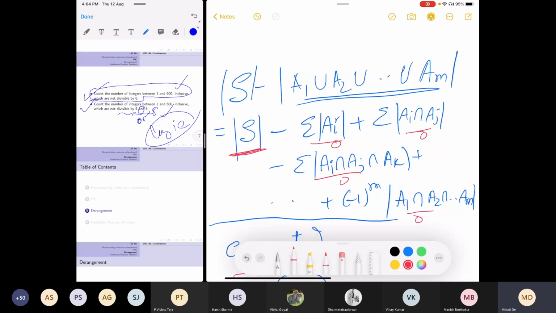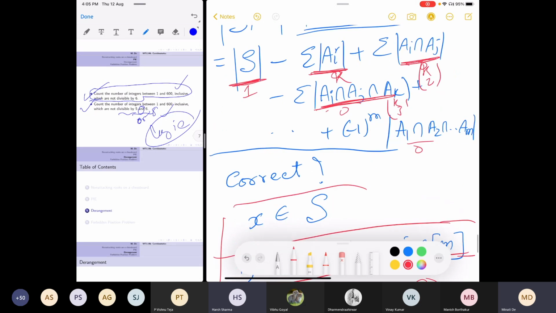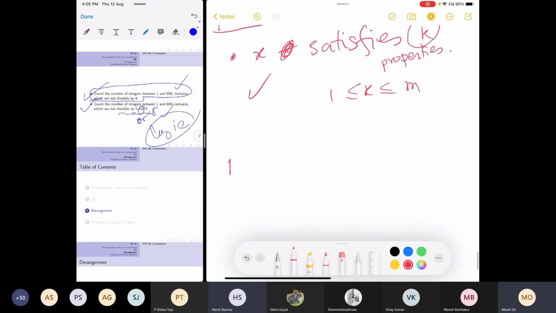Okay. So how many times is it counted here? It is counted exactly 1 time. Now how about here? Can you tell me, K many times, right? K times. And here how many times will it be counted? K choose 2. Right. So here how many times? K choose 3. So what you are getting is 1 minus K choose 1 plus K choose 2 minus K choose 3. So that many times it is going to be counted.